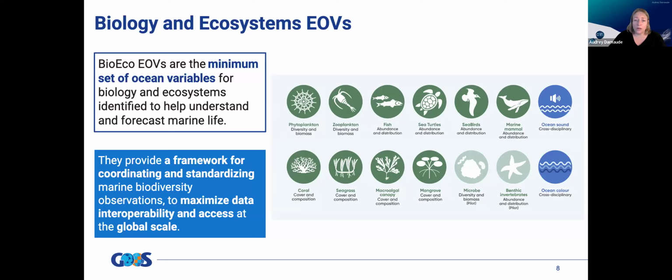And there are also two cross-disciplinary EOVs, which include ocean sound, which is cross-disciplinary between GOOS BioEco and physics panels. And so together, these 14 EOVs provide a framework for the coordinated and standardized observation of marine biodiversity in order to maximize the accessibility, interoperability, and usefulness of data worldwide.